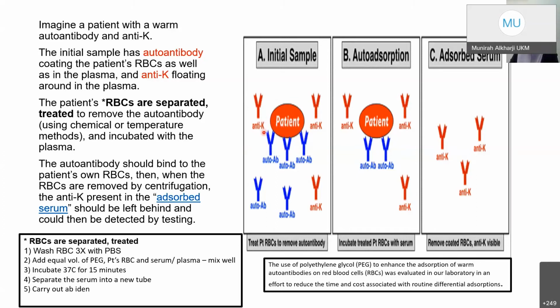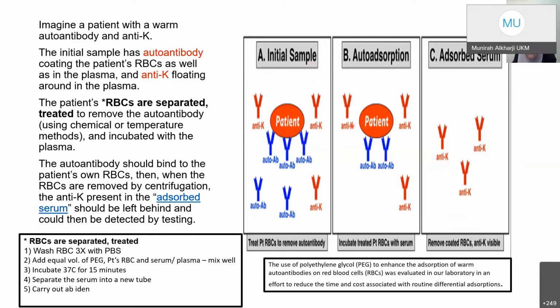To separate the autoantibody and anti-Jk, we must do the auto-adsorption method. So the RBC is aspirated and treated. We wash the red cells 3 times with PBS. Then we add an equal volume of PEG to the patient's red cells and also serum or plasma, and we mix well. Then we incubate for 15 minutes at 37 degrees.